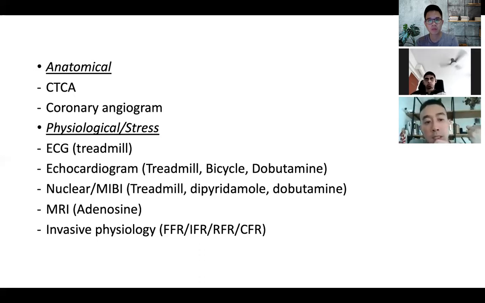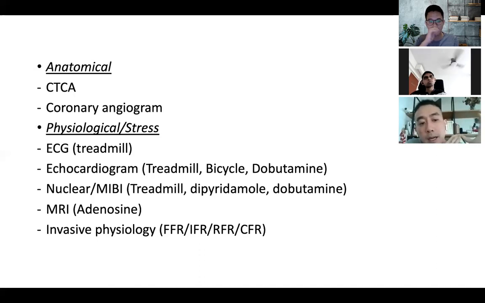The third one would be a nuclear, or we usually call it MIBI scan, but nowadays we try to avoid using MIBI because it's an old term now, or MPI scan. So the modality is the nuclear scan, where we inject the radioisotope, which goes into your heart muscle, myocardium, and we scan the heart muscle. And then the way we stress the patients, either by using a treadmill, or dipyridamole, or the dobutamine.